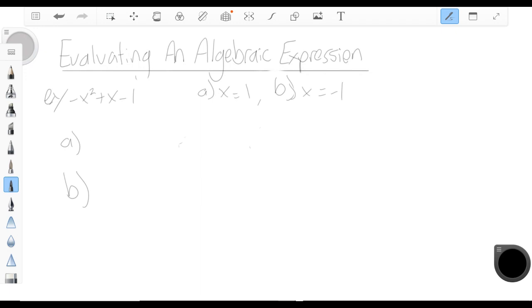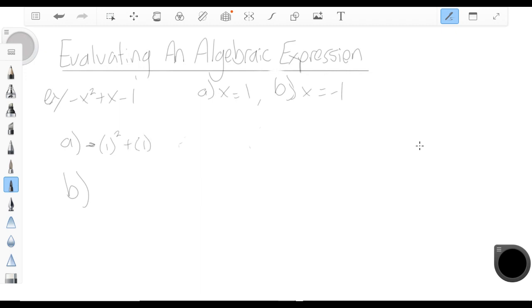All right, we have another example of an algebraic expression. Here we have negative x squared plus x minus 1. And we want to evaluate this expression at the values of x is equal to 1 and x is equal to negative 1. So let's take a look at the first one. And whenever you see the negative sign in front of an x squared, that means that we are taking the negative of whatever number we're squaring, so that a negative stays out in front.